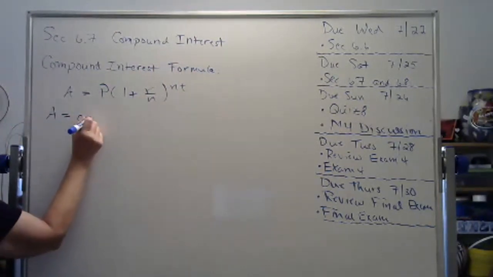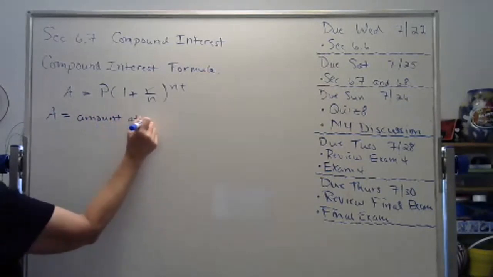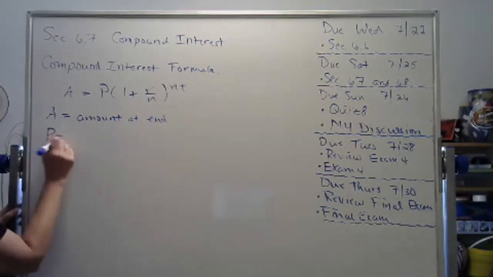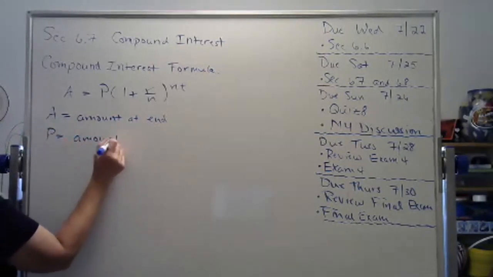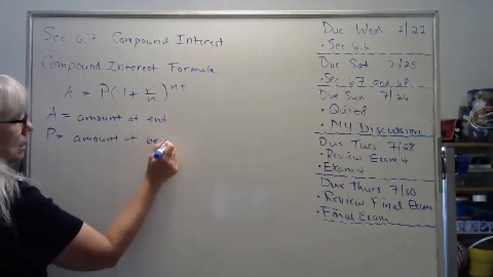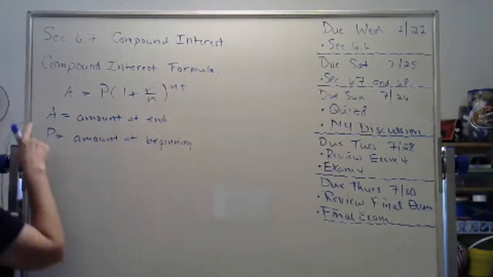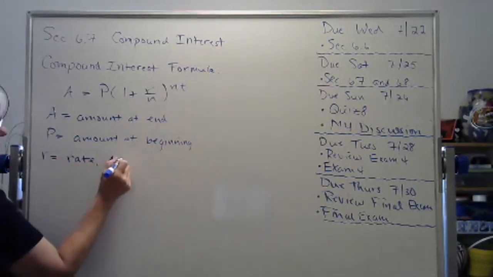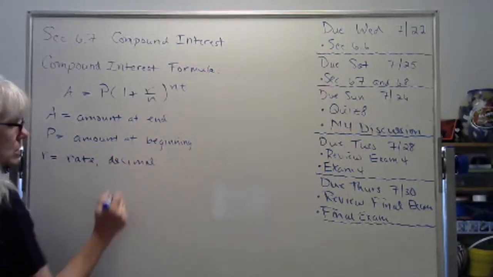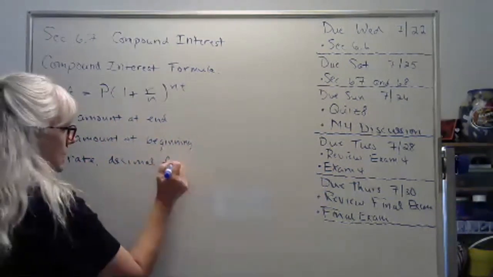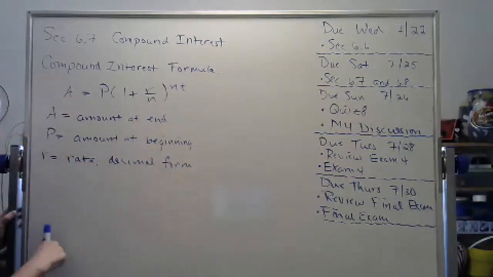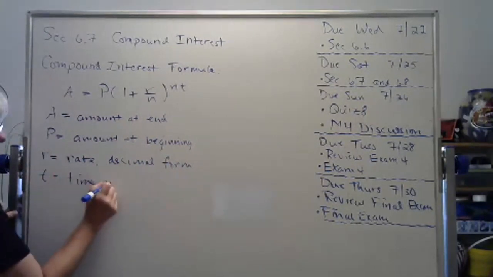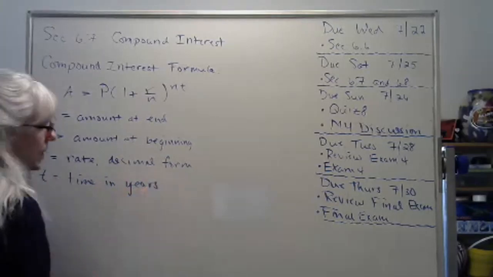So A is always the amount of money at the end of time. So that's how much money you've gained altogether. P is what's called the principal, and that's the amount at the beginning. So that's how much you're investing. So A is the end, P is the beginning. R is your interest rate, and it must be in decimal form. And for some reason, at this point in the course, this really throws people off. You know how to make a decimal into a percentage and a percentage into a decimal, so be careful with that. T is the time. It has to be in years.